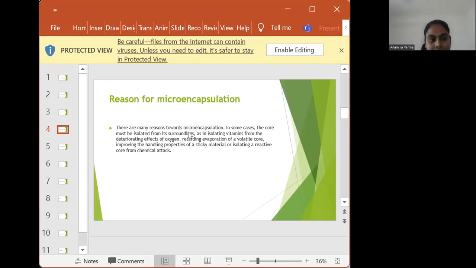Now, what is the reason for doing the microencapsulation technique? There are many reasons for microencapsulation. In some cases, the core must be isolated from its surroundings, as in isolating vitamins from the deteriorating effects of oxygen, retarding evaporation of a volatile core, improving the handling properties of a sticky material, or isolating a reactive core from chemical attack.